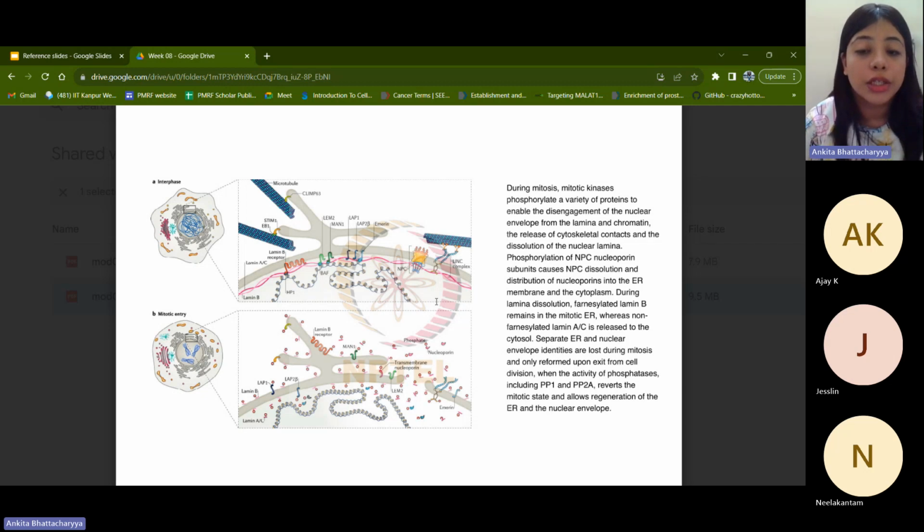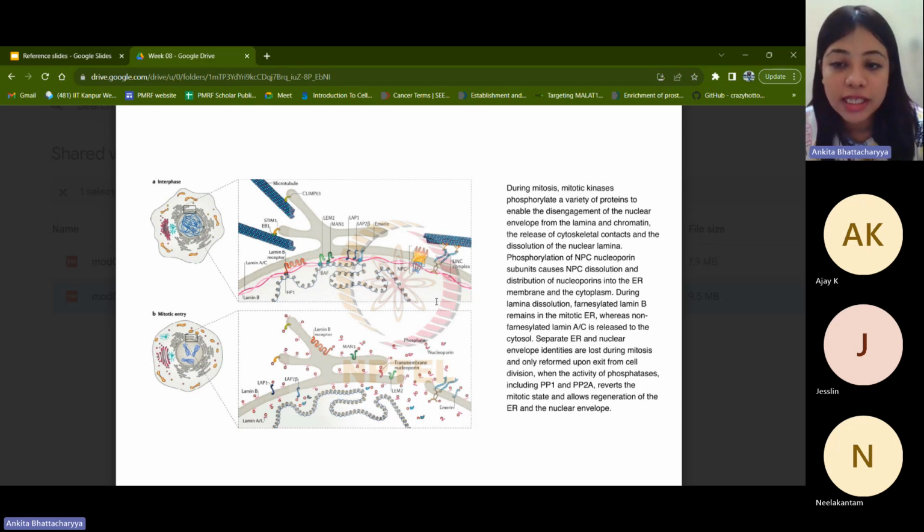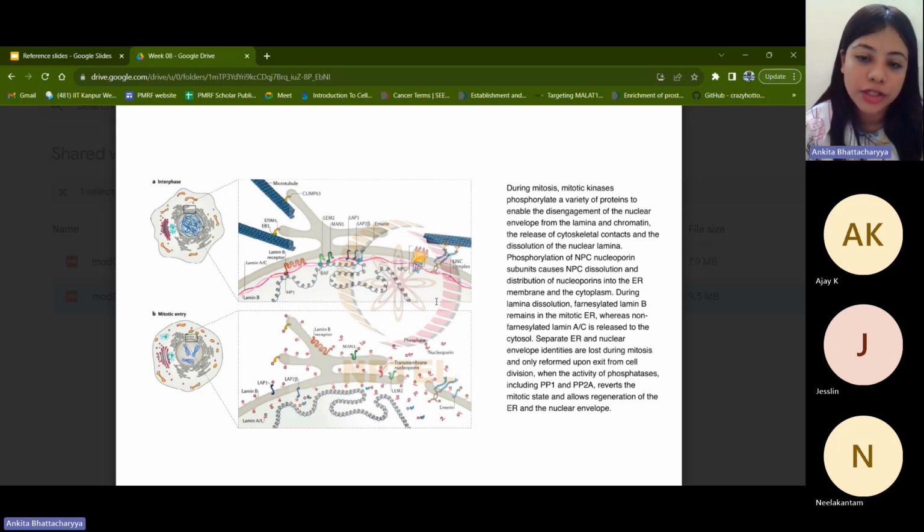and the cytoplasm. During this process, farnesylated lamin B, a type of post-translational modification, remains in the mitotic ER, whereas the non-farnesylated version is released into the cytosol. Separate ER and nuclear envelope identities are lost during mitosis, and they only reform upon exit from cell division, when the activity of some phosphatases reverts the mitotic state and allows the regeneration of the ER and the nuclear envelope.